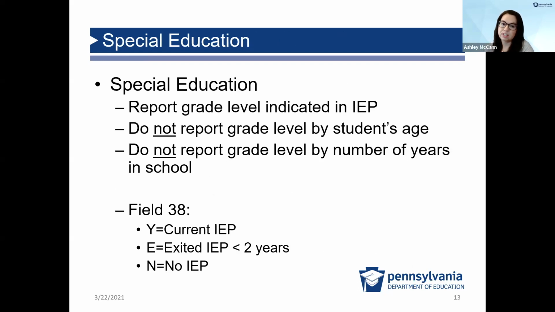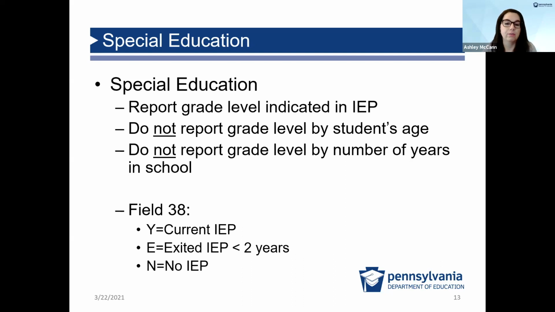So for special education, that's field 38 on the student and student snapshot templates. It's important that you report the students in the grade level that is on their IEP. Students should not be reported at the grade level that they, quote, should be in because of their age or the number of years that they've been in school. It's important that it matches the IEP.